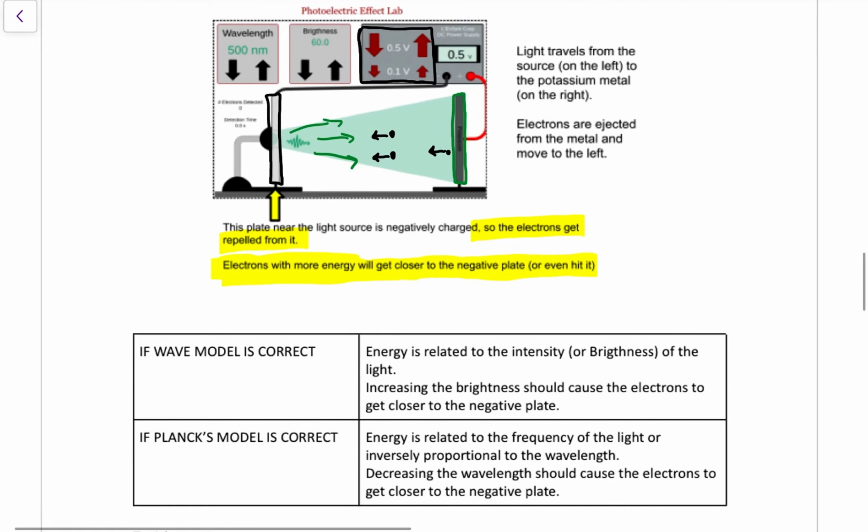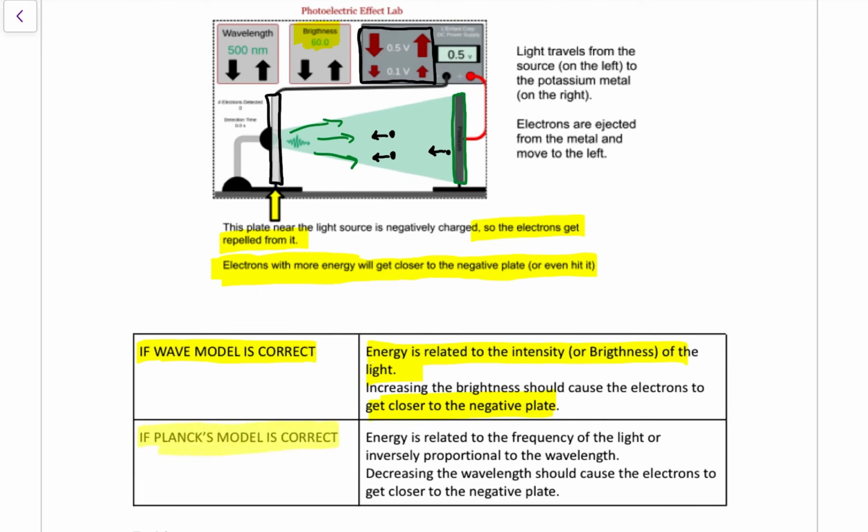So our simple experiment to see what's correct: if the wave model was correct, then changing the amplitude would give those electrons more energy. So to test if the wave model is correct, play with this. There's a typo, it's called brightness up here. Brightness is amplitude. Open the simulation, let her rip, and change the brightness. If the old wave model is correct, then changing the brightness will mean that electrons have more energy, which means they should get closer to the negative plate. So try that, and then reset it.